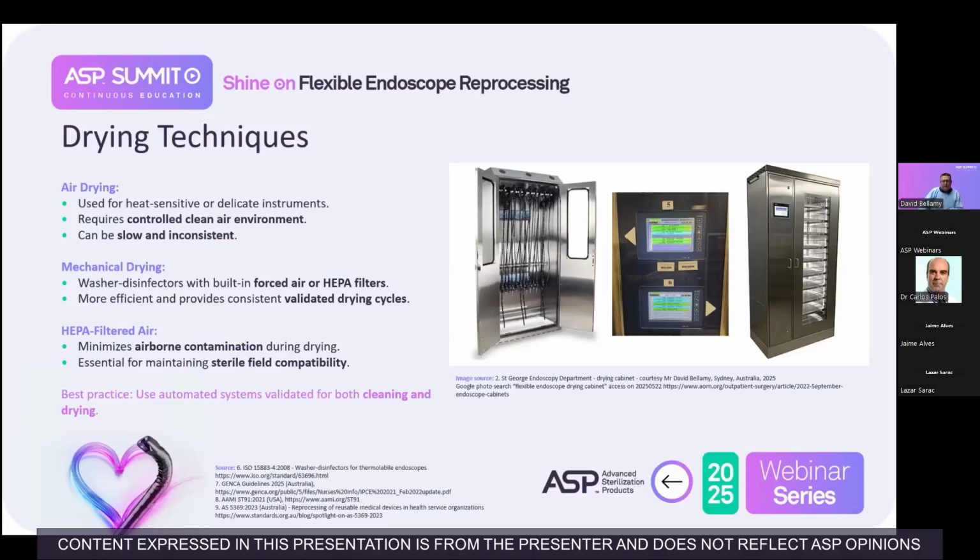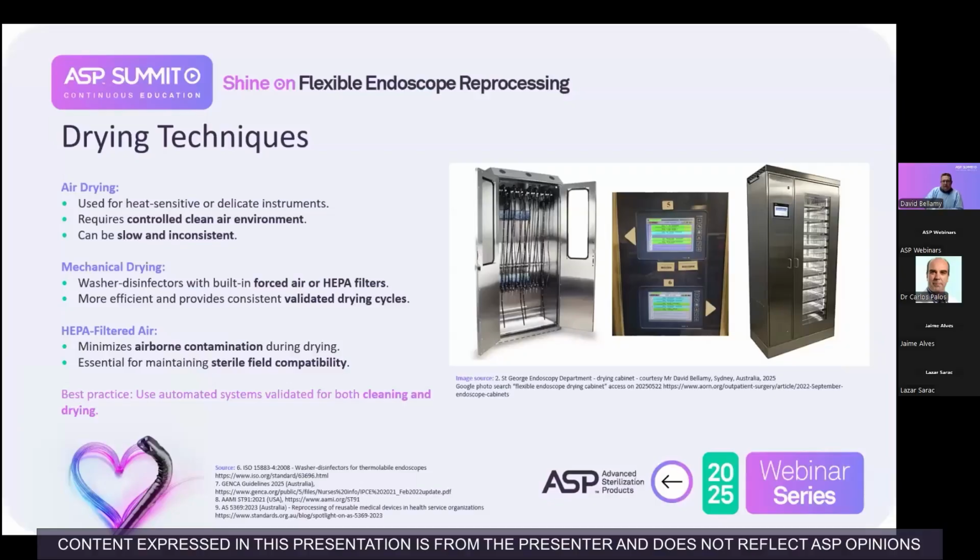Now, as we're moving forward, mechanical drying is providing more control and, of course, a validated approach. With washer disinfectors that have inbuilt drying cycles with forced air, which can also be coupled with HEPA filtration, there have been studies that have shown significant reductions in the risk of moisture retention before going into the drying cabinets. Once they go into the drying cabinets, we're trying to make sure that we get uniform drying across external and internal surfaces, which significantly reduces drying time and the risk of residual moisture.